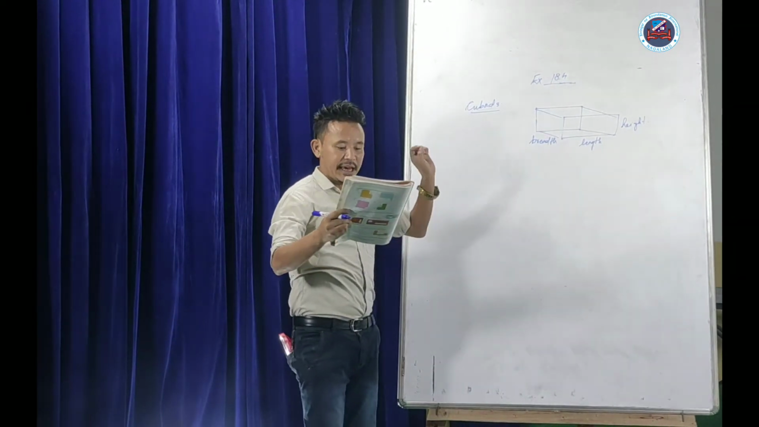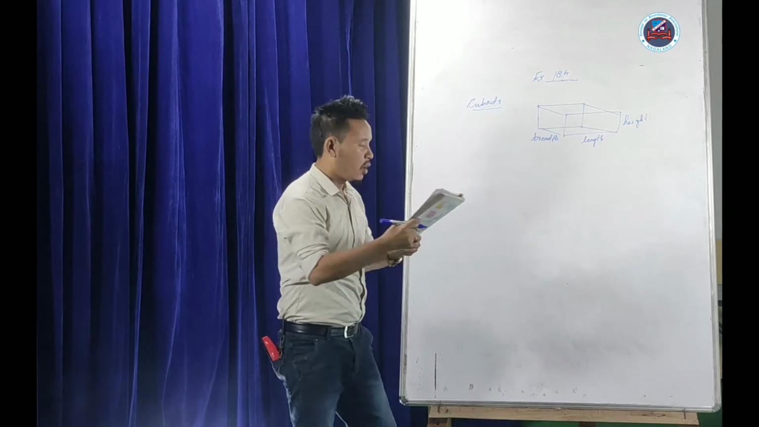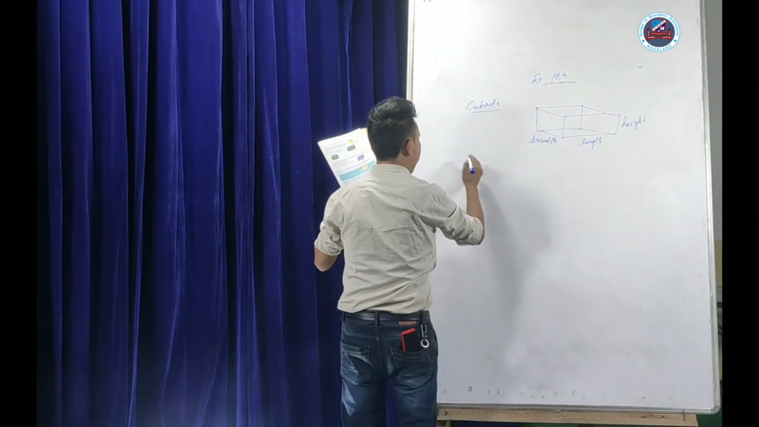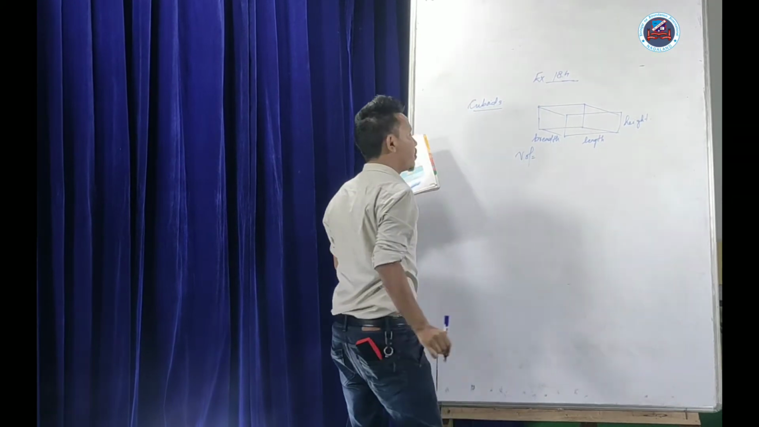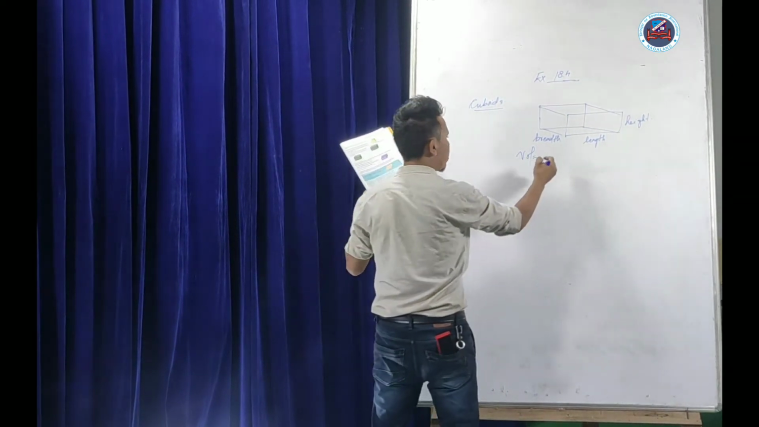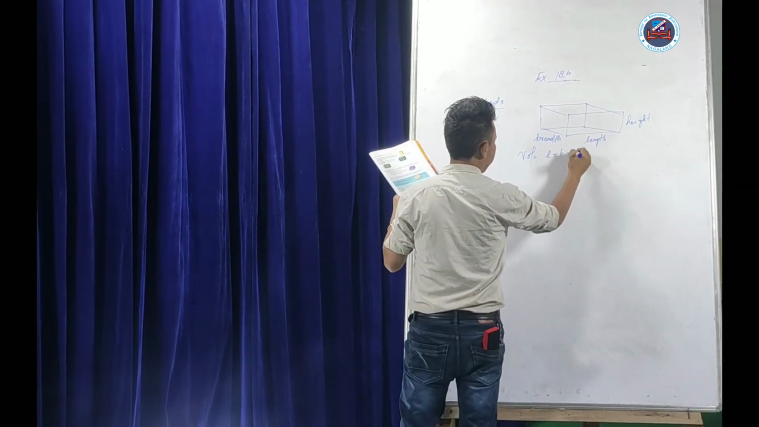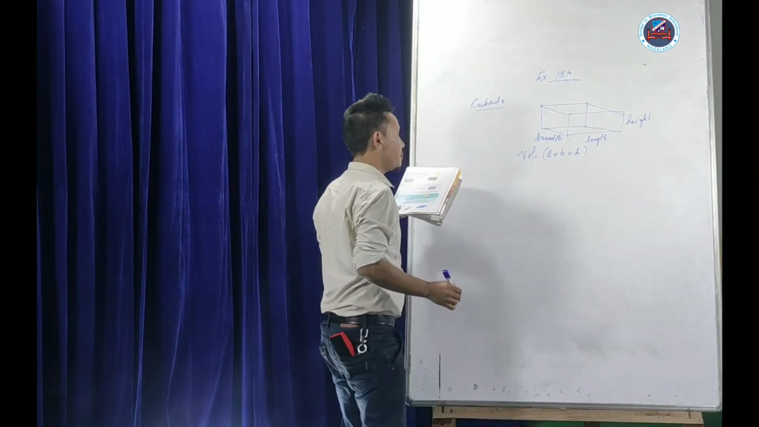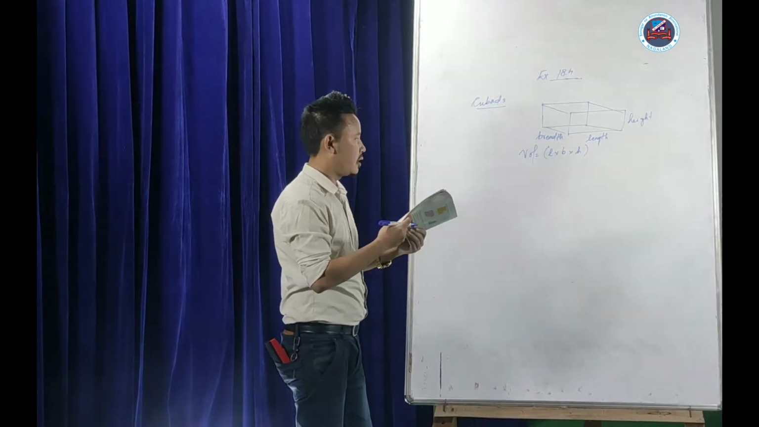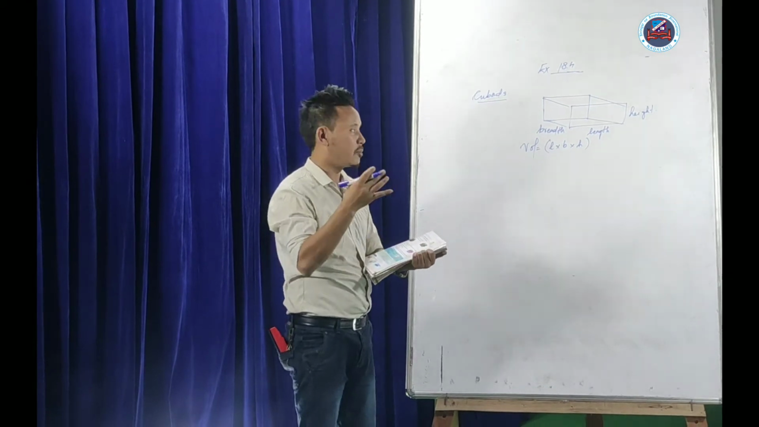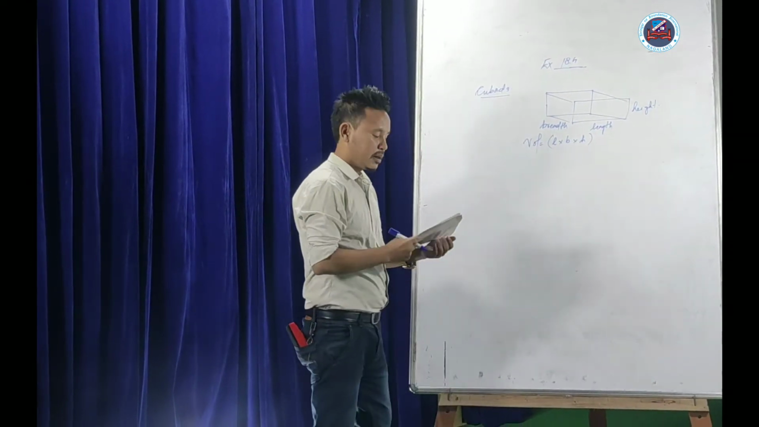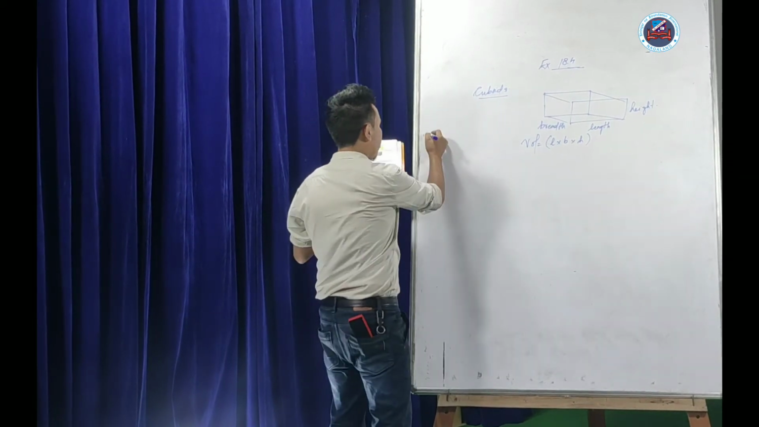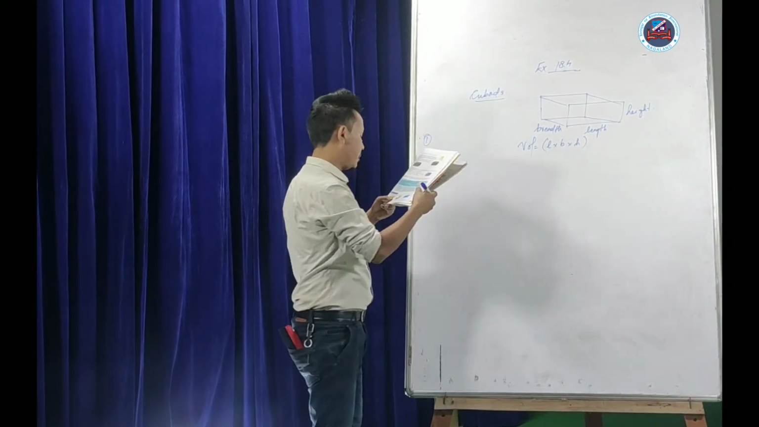Now before we start question number 1, let's try to find out the volume. The formula for the volume of a cuboid is your length into breadth into height. That is your formula for volume. In this exercise, we will be dealing with volume only. So volume equals length into breadth into height. Now, question number 1. From question number 1, I'll do one sum.